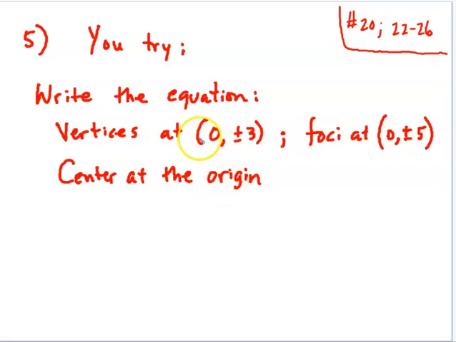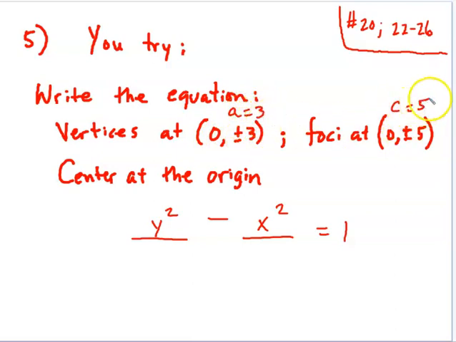Let's try another one. This time we're told the vertices and the foci are on the y-axis. So in this case, we lead with y squared, then x squared. We also know that a is the distance from the center to the vertices, so a is 3. c is 5. I can go ahead and put 9 here because in hyperbola equations, a squared is always first. Once again, we have to solve for b squared.